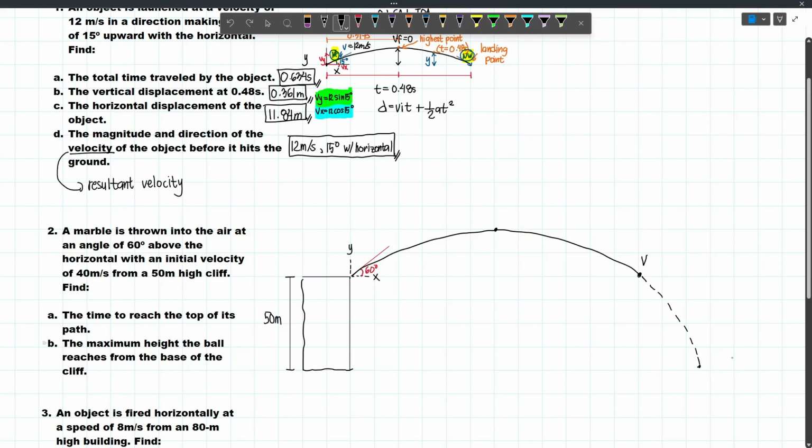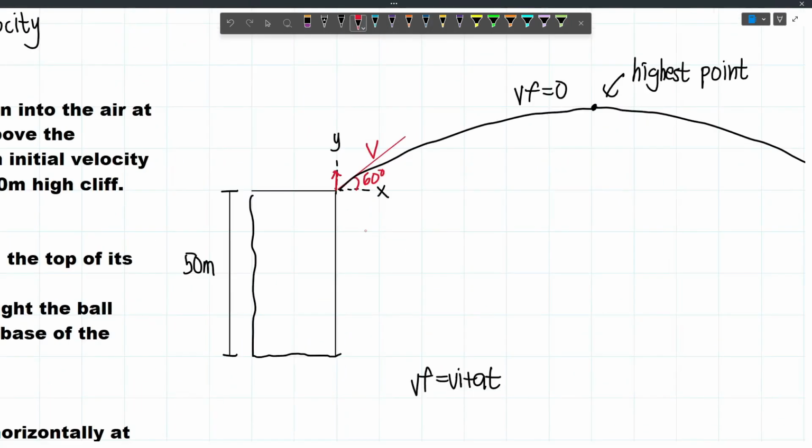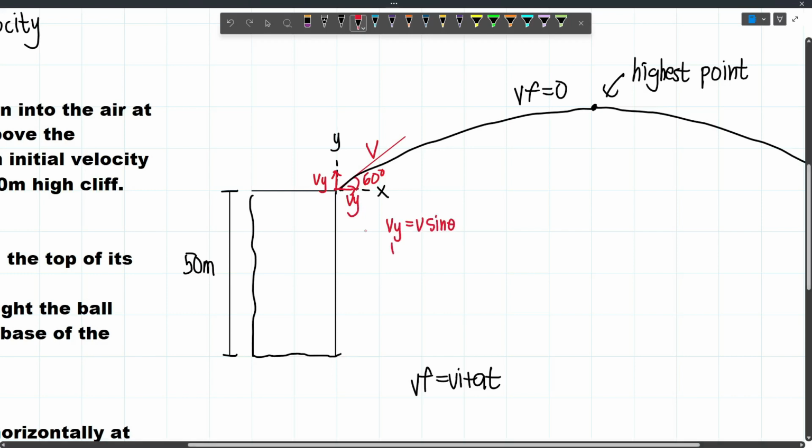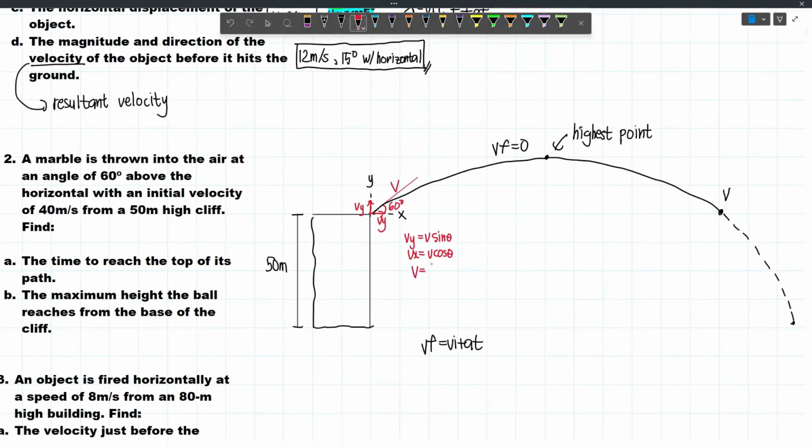So our question is, what is the time to reach the top of its path? So that is essentially the highest point. Now at the highest point, we know that Vf is equal to 0. And so we will use Vf equals Vi plus at. Now we have established that along y we use the velocity along y. So this is V, and let's zoom in, this is Vy, this is Vx. We have established earlier that Vy is equal to V sin theta, and Vx is equal to V cos theta. And our V in our problem is 40 meters per second.